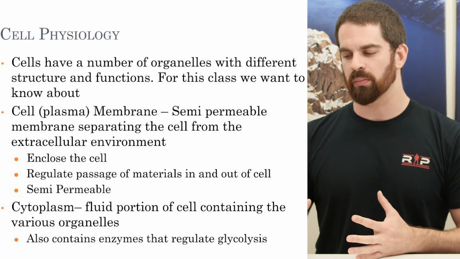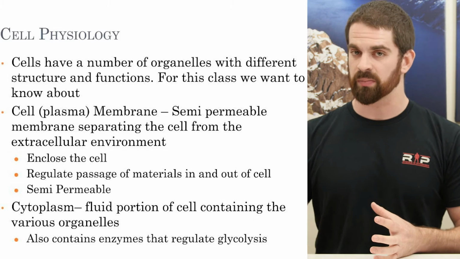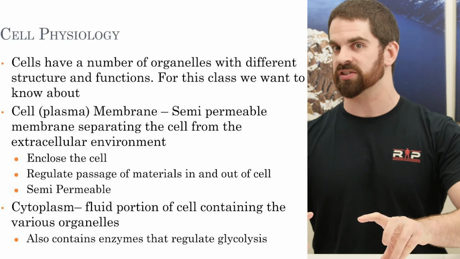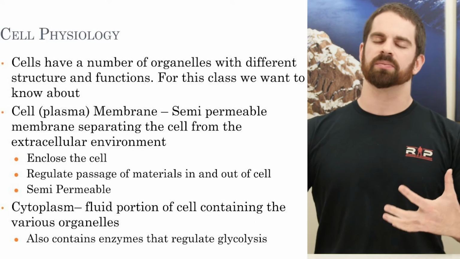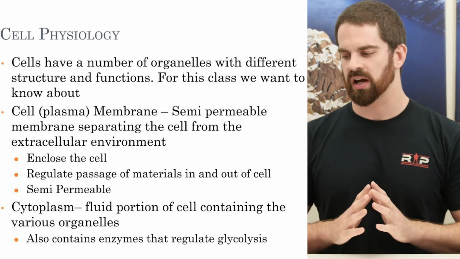So the cellular membrane helps enclose the cell. It regulates things in and out of the cell. So some things can pass, some things cannot, and some things actually need to be brought in and out of the cell very directly. And it is semi-permeable, right? So some things can come, some things can go, others cannot.